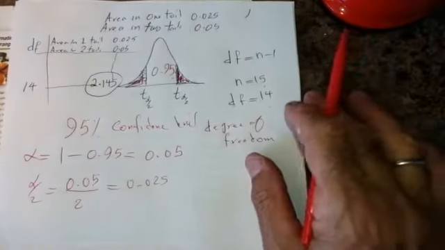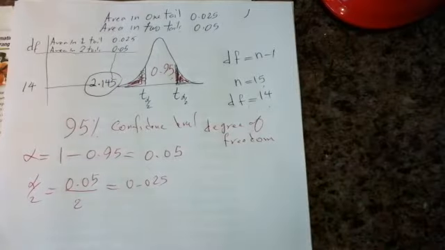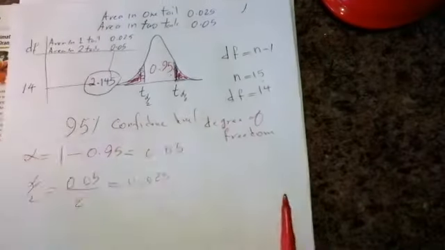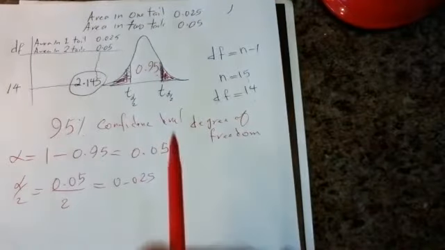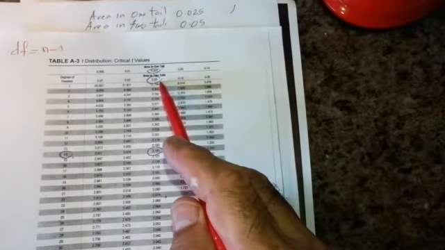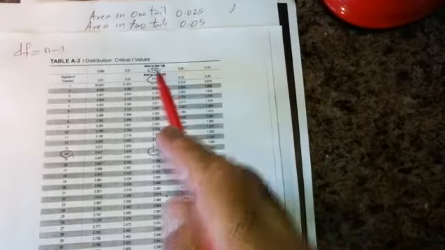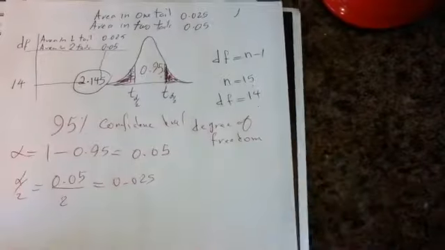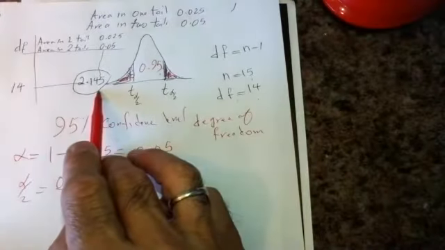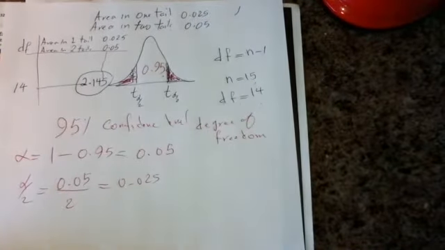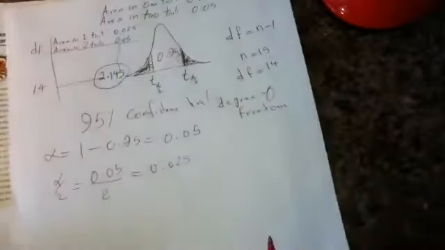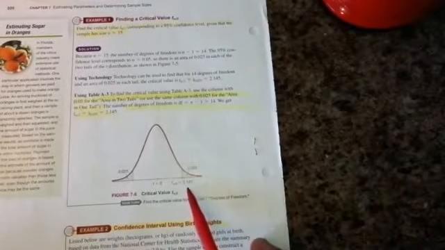So then on the table, these two are here. Area in 2 tails is 0.05, area in 1 tail, degree of freedom is 15 minus 1, 14. That gives you the T of alpha half, which is 2.145. Okay, that's where we get it.